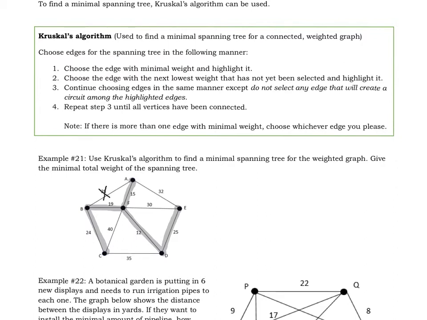So let's add all those weights together. 15 plus 19 plus 12 plus 24 plus 25. And my minimum total weight for the spanning tree is 95.